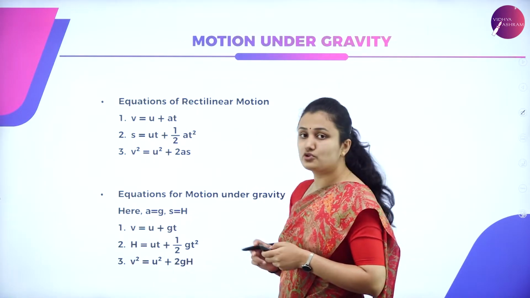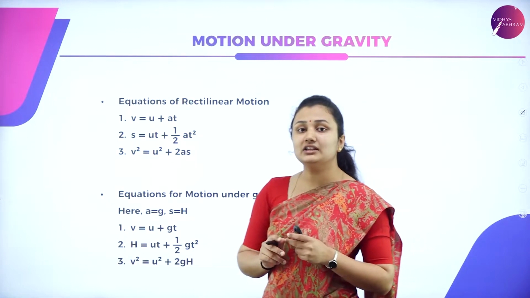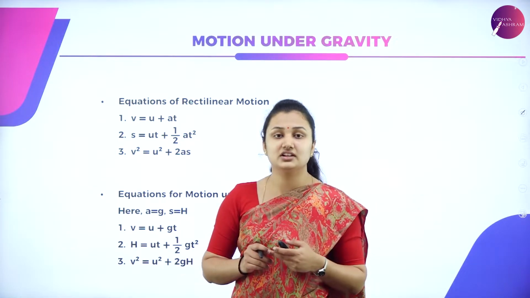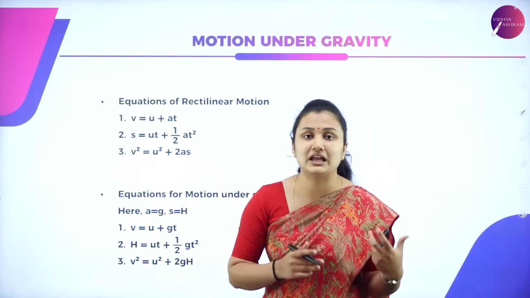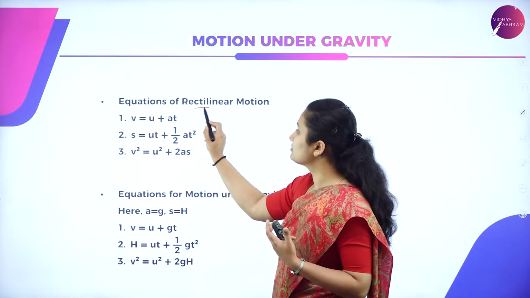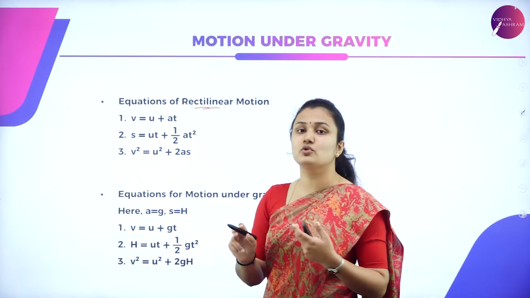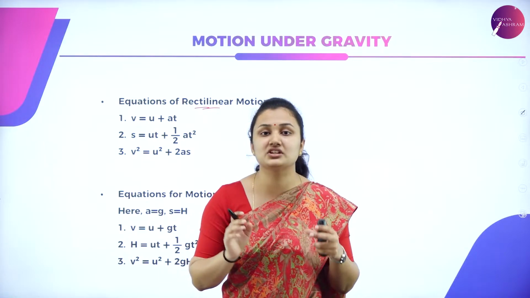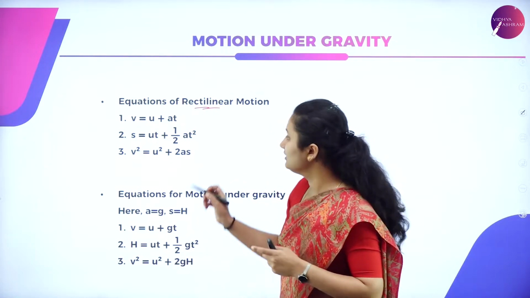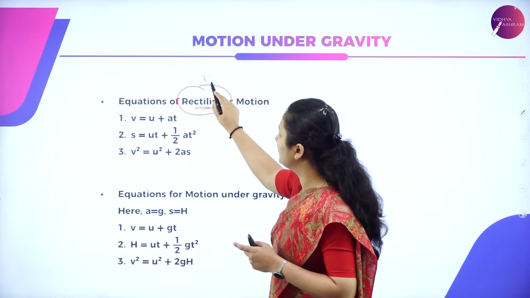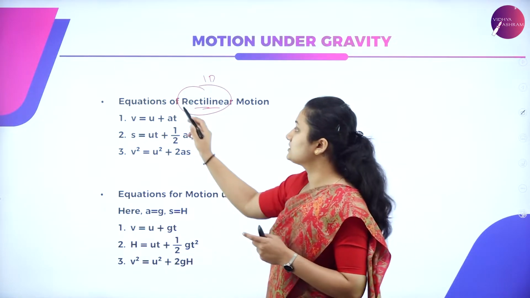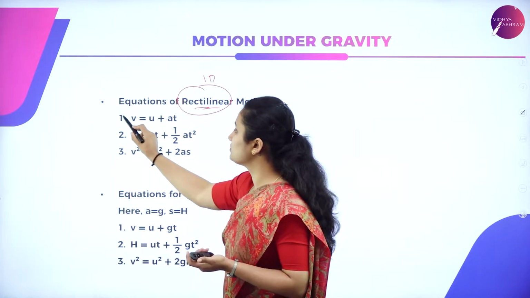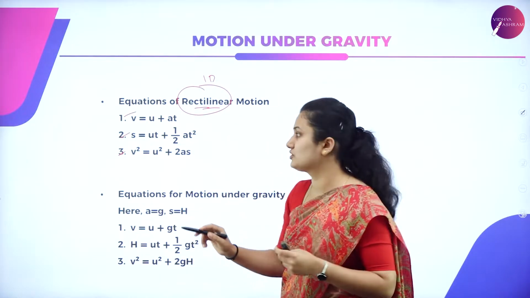So next you have motion under gravity. We studied the equations of motion in session 3. Go back to my session 3 and check what the equations of motion are for rectilinear motion, which is nothing but linear motion. In this chapter, we study motion in one dimension. That is why rectilinear means 1D, one dimensional motion. We studied the equations of motion, that is, the kinematic equations. There are 3 equations of motion.